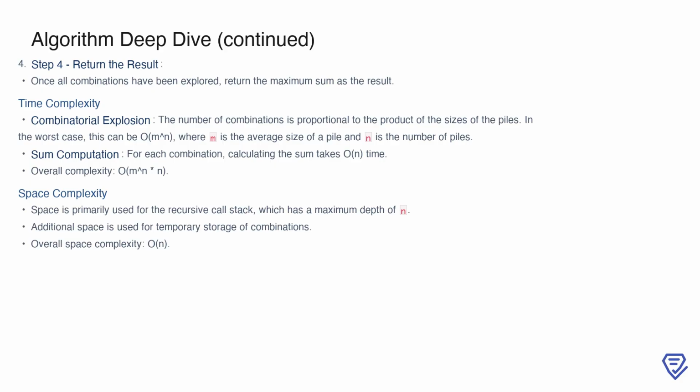making it infeasible for larger inputs. The space complexity is primarily determined by the depth of the recursive call stack, which is at most n, corresponding to the number of piles. Temporary storage used to hold the current combination of selected coins also contributes to the space usage, but it is relatively small in comparison. Overall, the space complexity is O(n). This analysis underscores why the brute force approach is impractical for larger problem instances, despite its simplicity and guaranteed correctness.